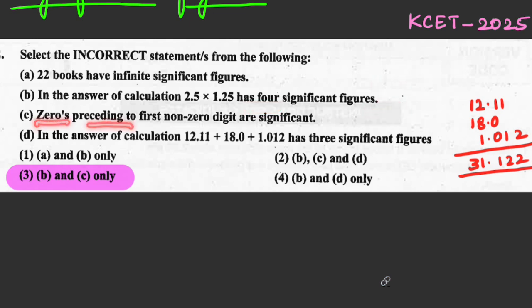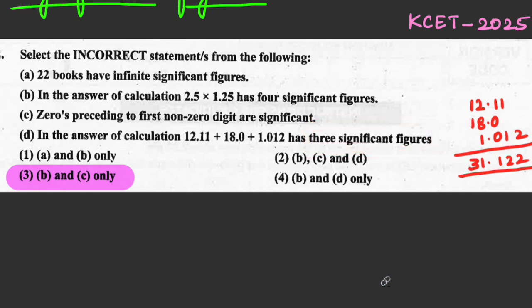Zeros preceding the first non-zero digits are significant. Zeros preceding means in front of the non-zero digits are significant. So it is wrong because it is not significant. Just now we have seen. So these two are incorrect statements. Fourth one, in the answer of the calculation, there is an addition of 3 numbers that has 3 significant figures. So add these 3. Here you can see I have added. After adding you will get 31.122. So it has 3 significant figures.